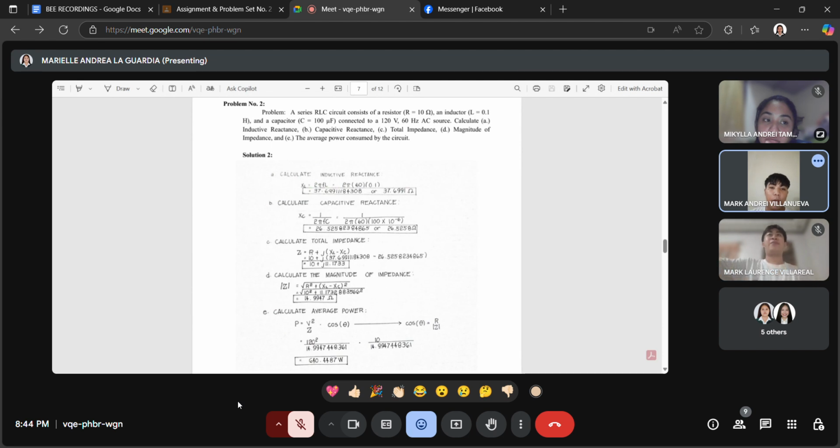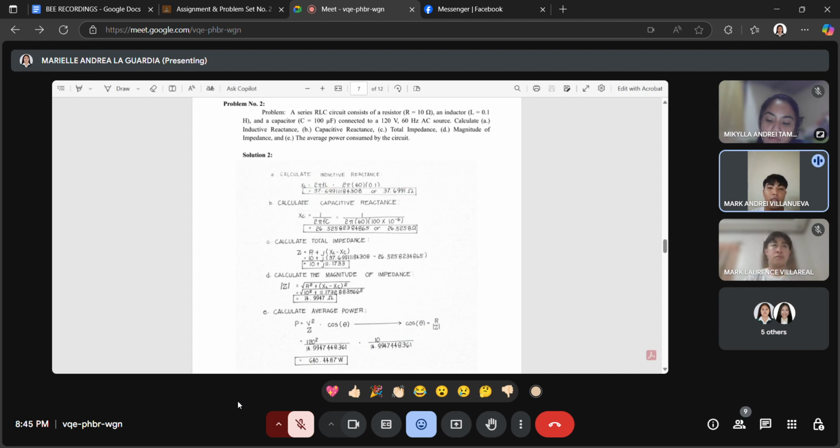Next, pi is the mathematical constant, approximately 3.14159. F is the frequency of the AC source, given as 60 Hz. L is the inductance of the inductor, given as 0.1 H. Calculation: X_L is equal to 2 times pi times 60 Hz times 0.1 H, which equals 37.7 ohms.